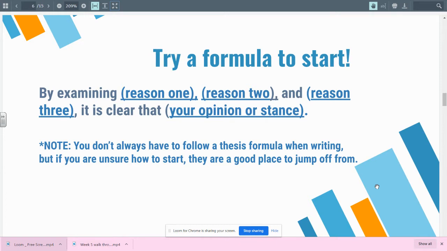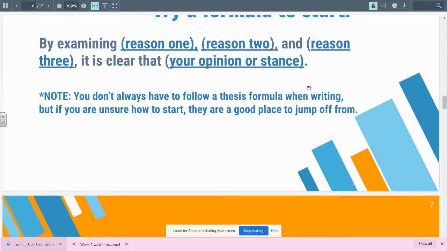Okay. So for instance, if I'm arguing that pancakes are better than waffles, if I say, by examining the texture, the taste, and the general enjoyment I receive from eating pancakes, it's clear that they are better than waffles. Do you see that I kind of filled in these blanks with my reasons and then my opinion on pancakes over waffles? It's really simple, really easy. You could say, by examining beats, lyrics, and professionalism, it is clear that Drake is the best rapper of the 2010s. You know what I mean? You can kind of fill this in with whatever you want, all right? So, like I said, you don't always have to follow this formula, but if you're unsure how to start, it's a good place to jump off from.